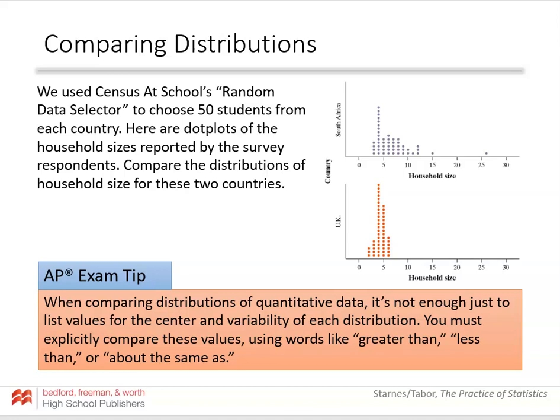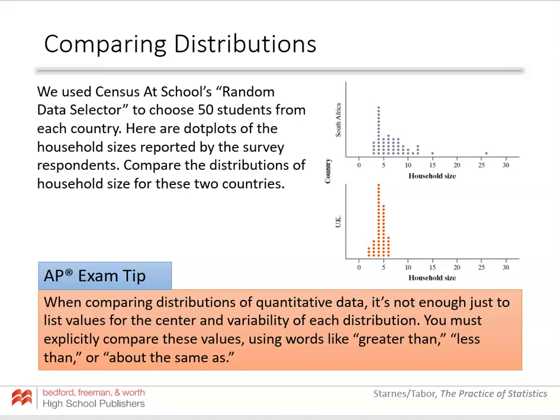So the example we have at hand: we have used Census at School's random data selector to choose 50 students from each country. Here are dot plots of the household sizes reported by the survey respondents. We want to compare the distributions of household size for these two countries.